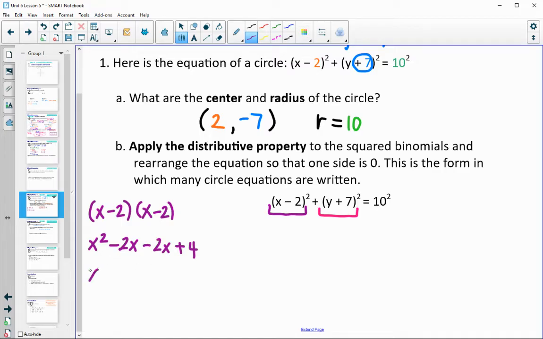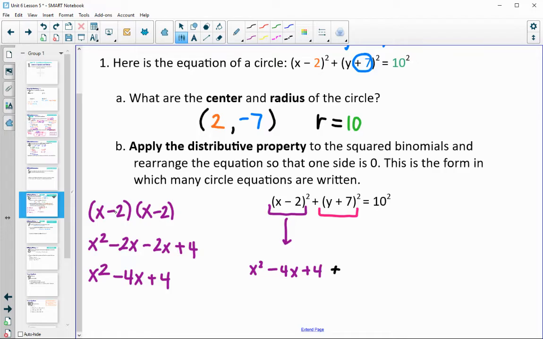And then combining like terms here in the middle. So we have -2x and -2x is -4x. And then a 4 at the end. So that's going to be this portion of the equation. So we get x squared minus 4x plus 4. Then we want to multiply out the y part.